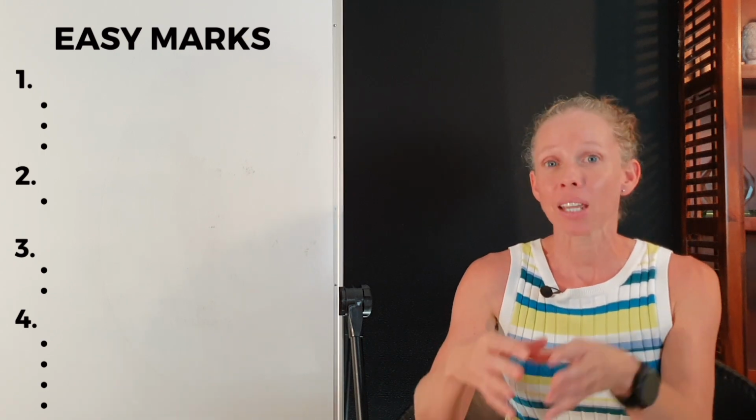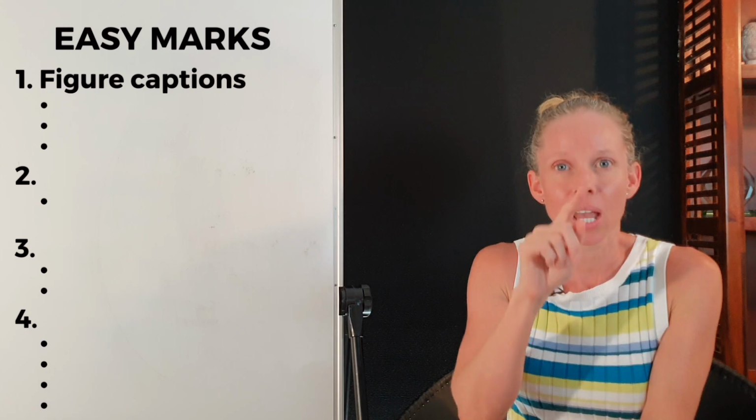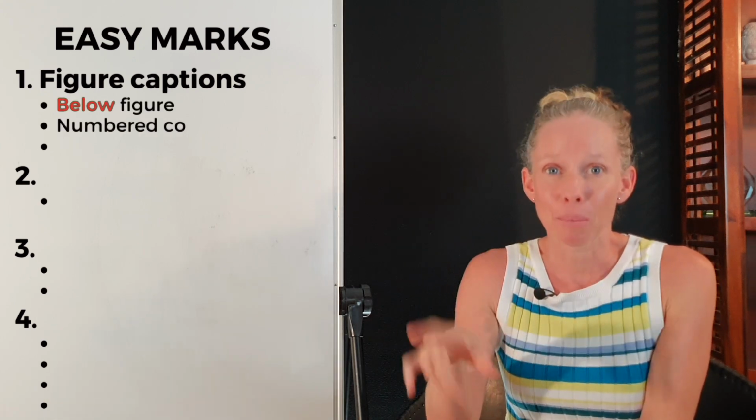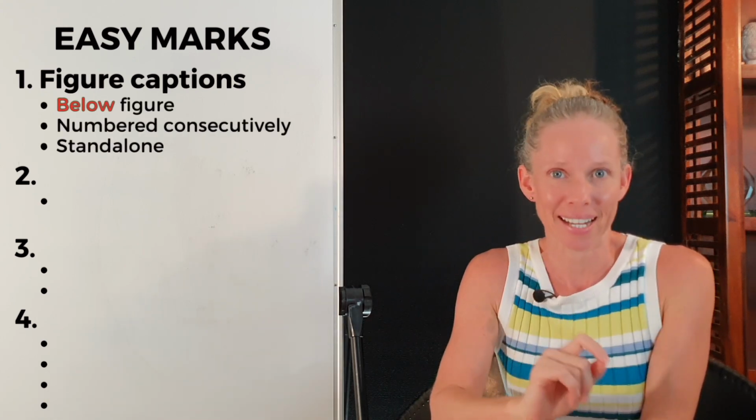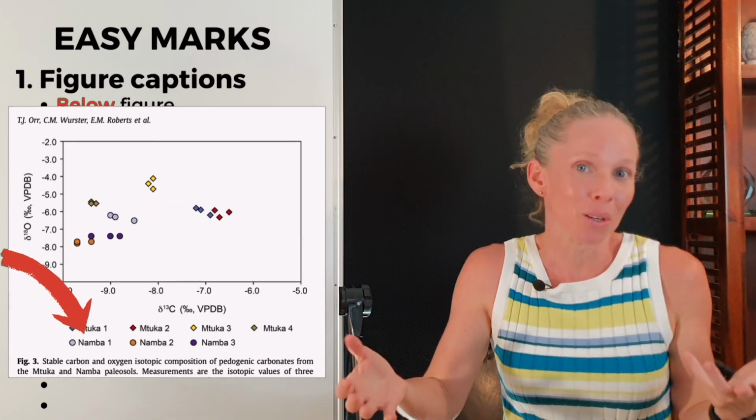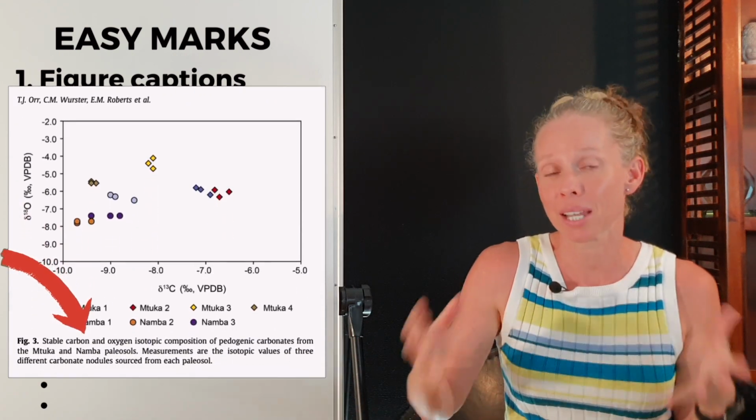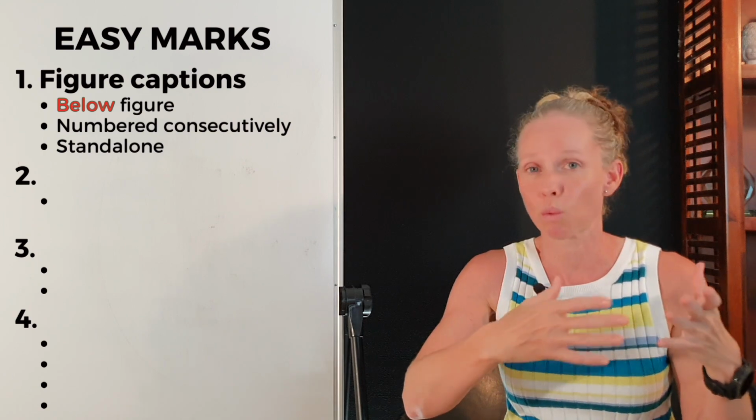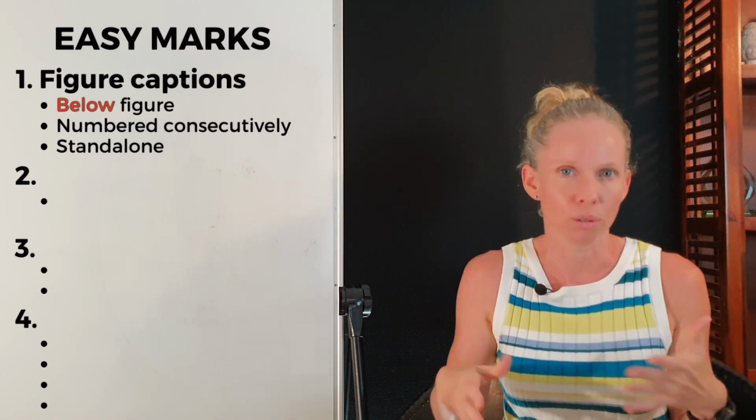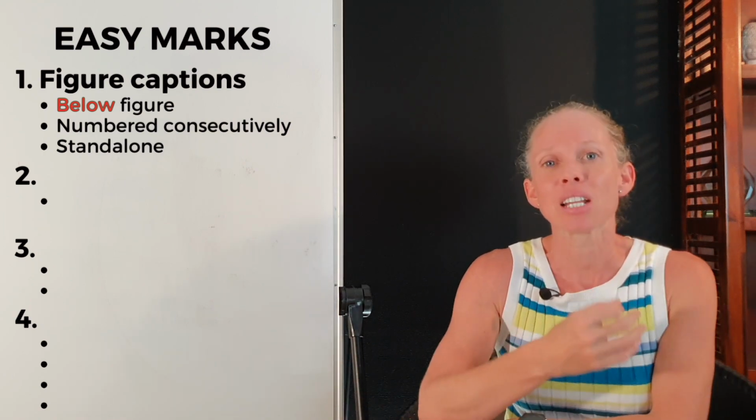Number 1, making sure all of your figure captions are written below your figure, numbered consecutively, and are completely standalone. First off, you need to make sure that they're below your figure. Then what I mean by being numbered consecutively means that the first figure in your assessment will be figure 1, and the next will be figure 2, and so on. So that makes sense. Then they need to be standalone.